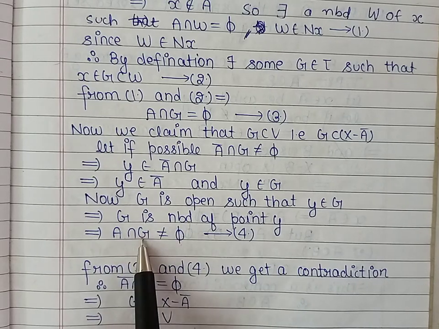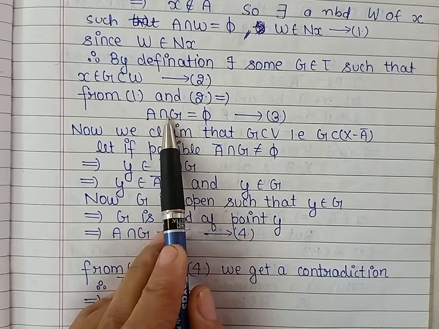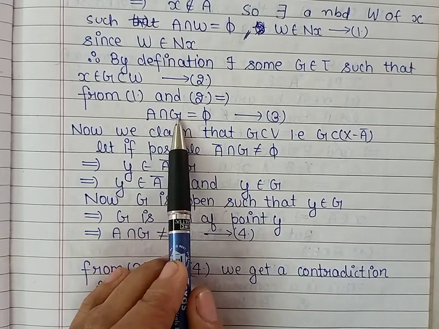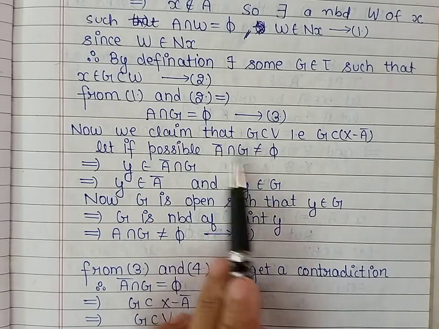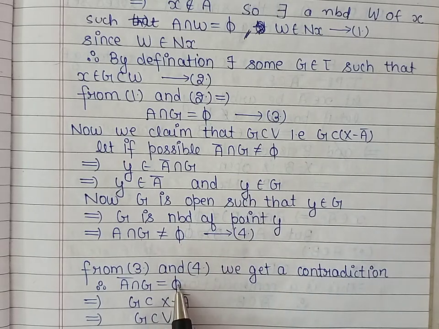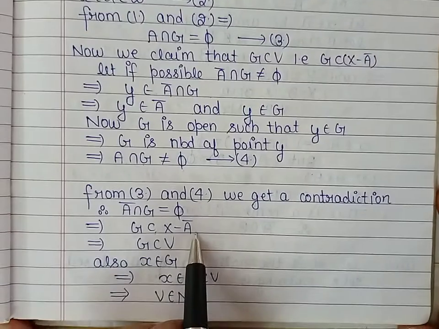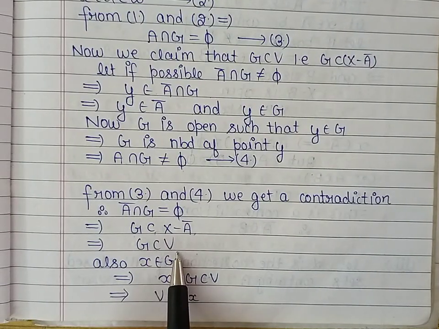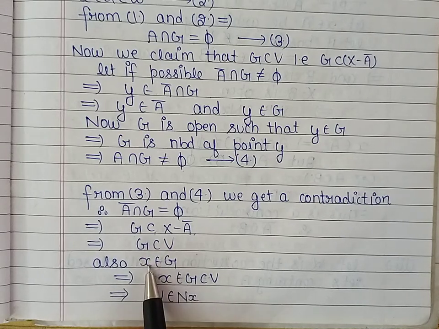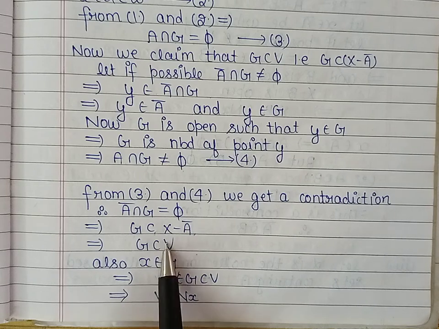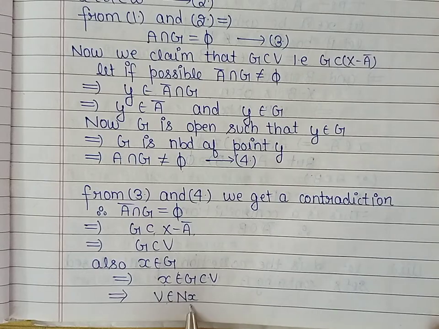But this gives us a contradiction to the fact given by equation 3. In equation 3, we have A intersection G is φ. And this contradiction proves that A closure intersection G is φ. It means G is contained in the complement of A closure. It means G is contained in V. Also x belongs to G. So combining the two, we get x belongs to G is contained in V. So by definition, we can say that V is a neighborhood of x.